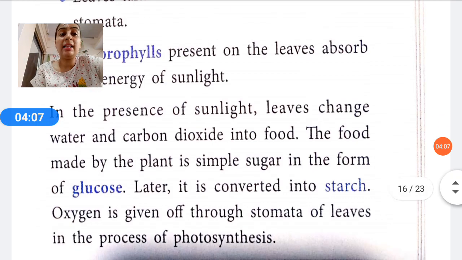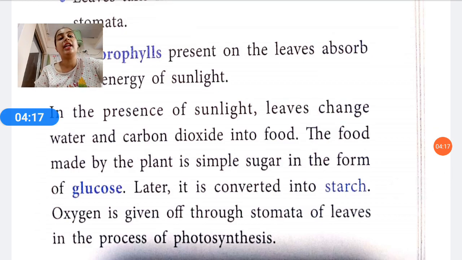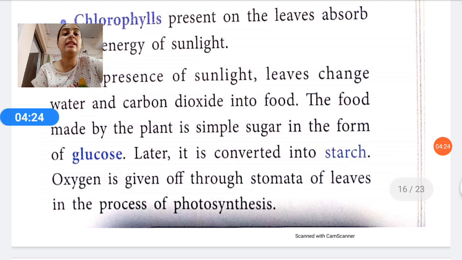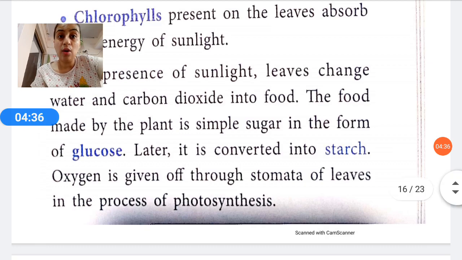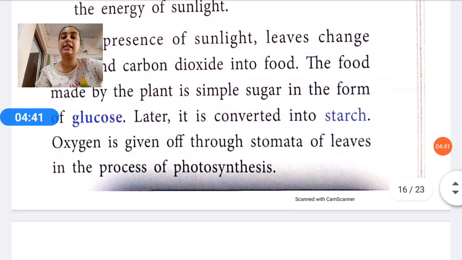The food made by the plant is simple sugar in the form of glucose. So in what form is this food? It is in the simple form of glucose. Later glucose is converted into starch. Oxygen is given off through stomata of leaves in the process of photosynthesis. That's why it is always advised that we should grow more and more trees. Why? Because trees give out oxygen. That is important for our living, and oxygen is given out in the process of photosynthesis only.